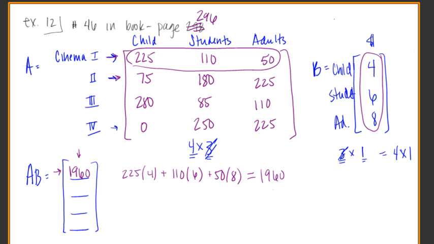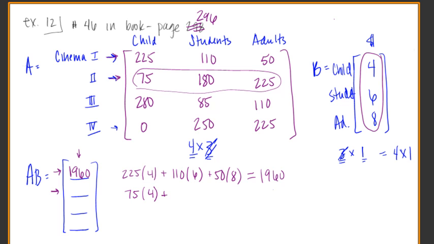Okay, so if we go to the next part below, it says now we're going to be doing the second row. So the 75, 180, 225. So we're going to take the first thing in that row times the first thing in that column, the second thing in that row times the second thing in the column, and the third thing in that row, which is 225, times the third element. Okay? And if we put all that in our calculator, then it comes out to be 3,180. So that's our next element.